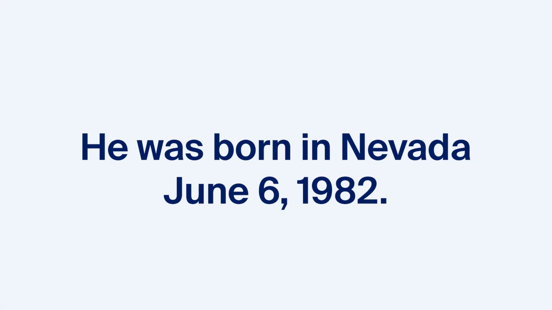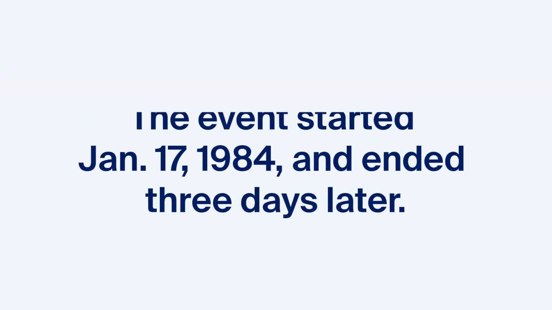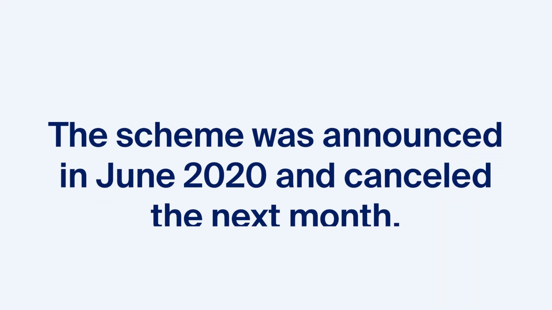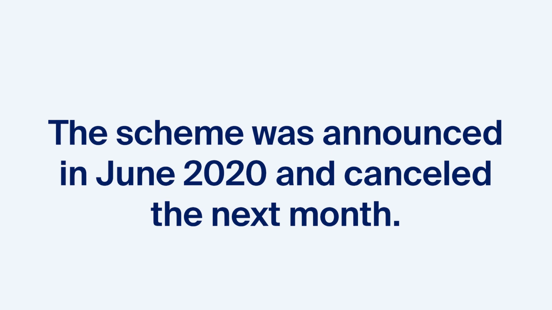He was born in Nevada, June 6th, 1982. But you'll also need a second comma after the year if the sentence continues. The event started Jan. 17th, 1984, and ended 3 days later. If you only mention a month and year though, no commas are required. The scheme was announced in June 2020 and cancelled the next month.